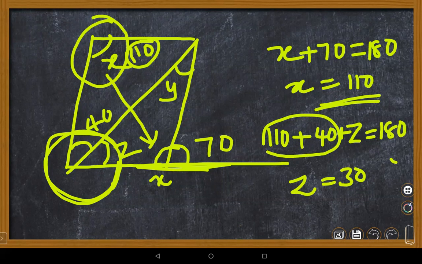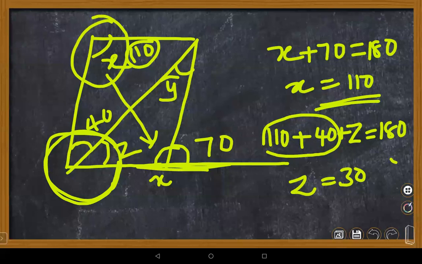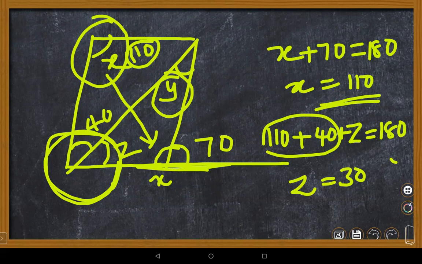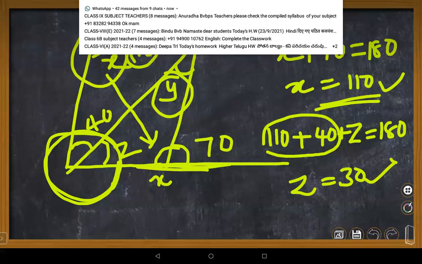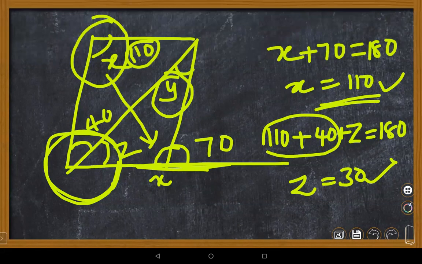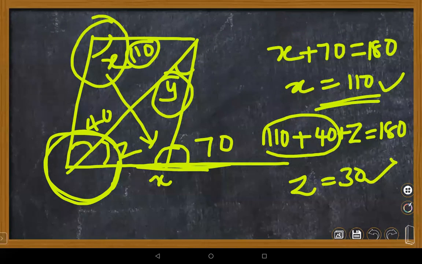Ma'am, which value are you asking? I just want to find out the value of y, Bhavya. To find out the value of y, which property can I use here? I know Z value, I know X value, I need to find the value of Y. He said one property, ma'am, we can use angle sum property of a triangle, so X we know as 110, Z we know as 30, together 140, the Y angle is 40. I will agree with Abhinav.